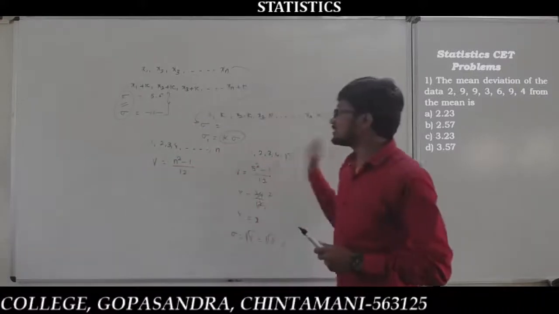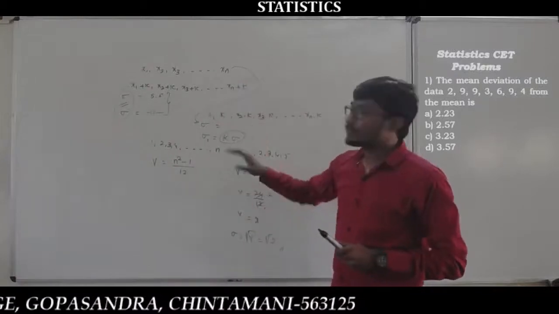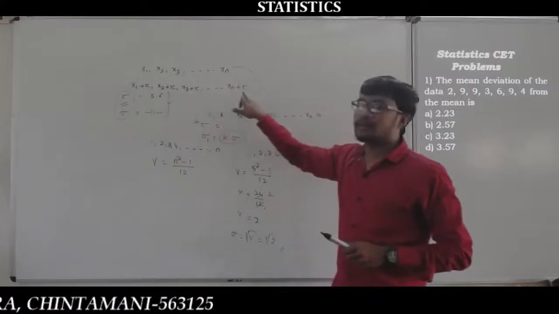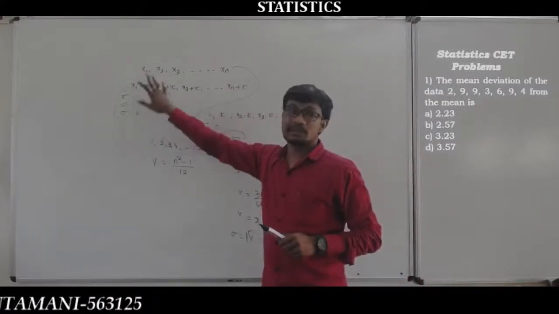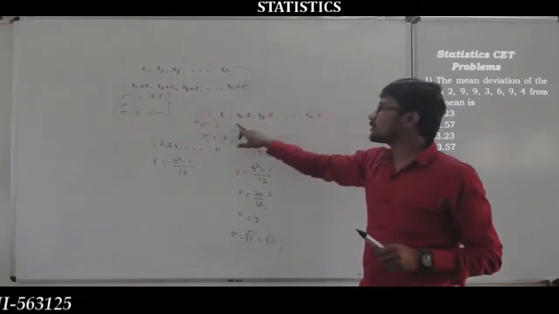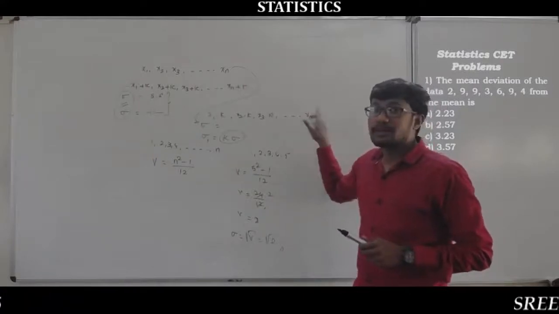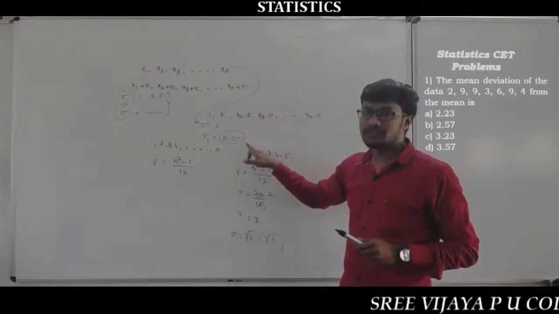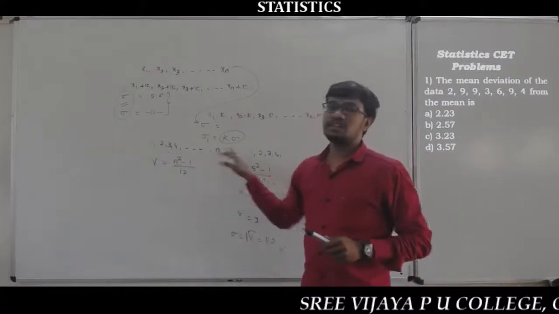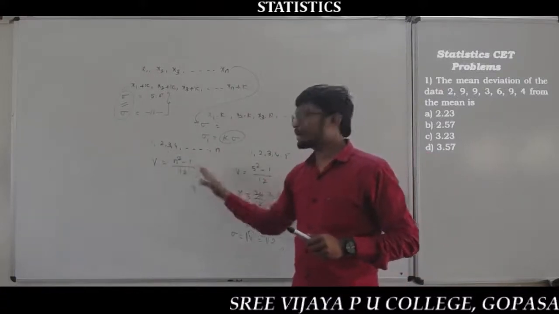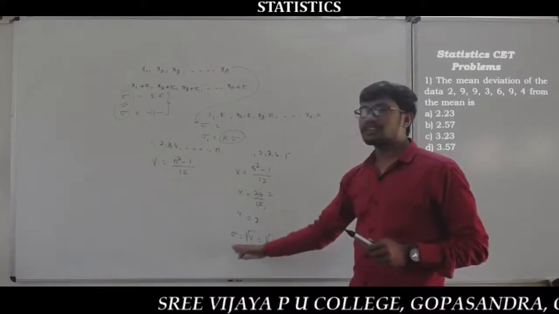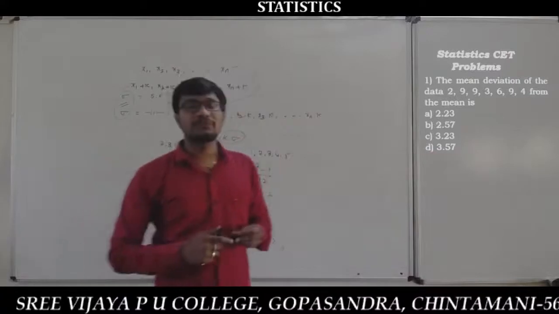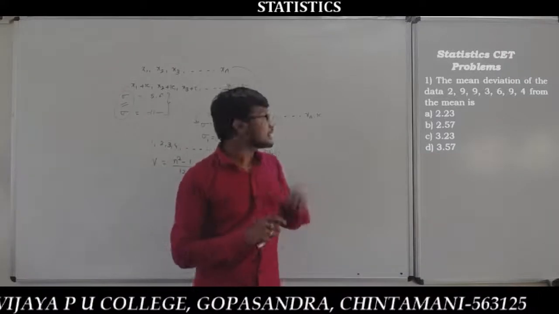Got it? So these are some time-saving results. For each observation, if you add a fixed number, the standard deviation remains the same. For each observation, if you multiply by a fixed number k, the standard deviation is k times the standard deviation. And for the first n natural numbers, the variance is (n square minus 1) by 12, and the standard deviation is the square root of the variance. So these are the synopsis of the snapshots of the statistics.